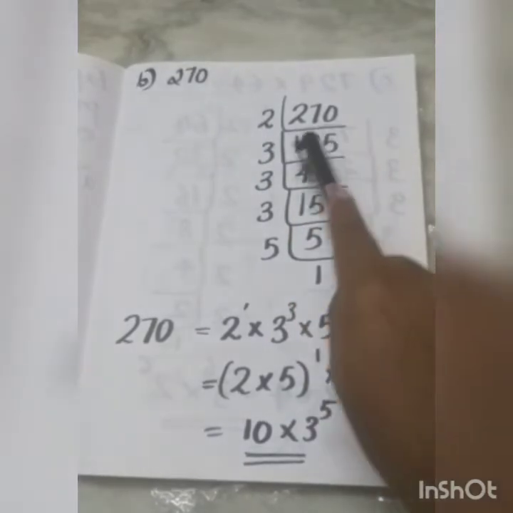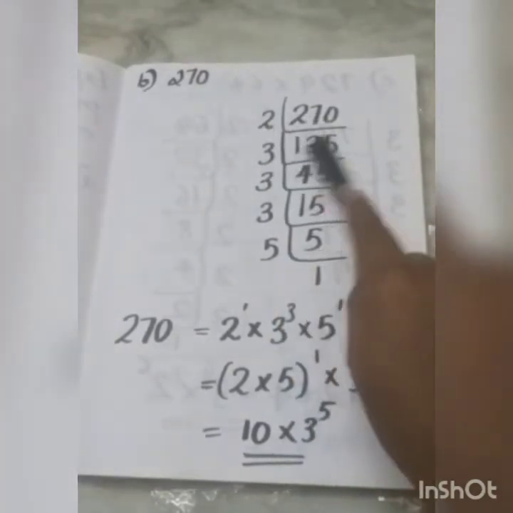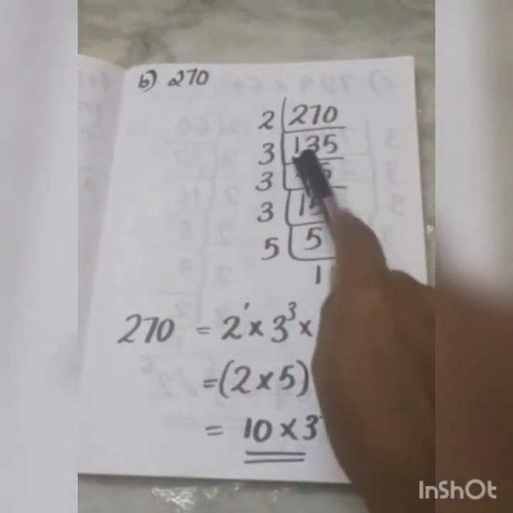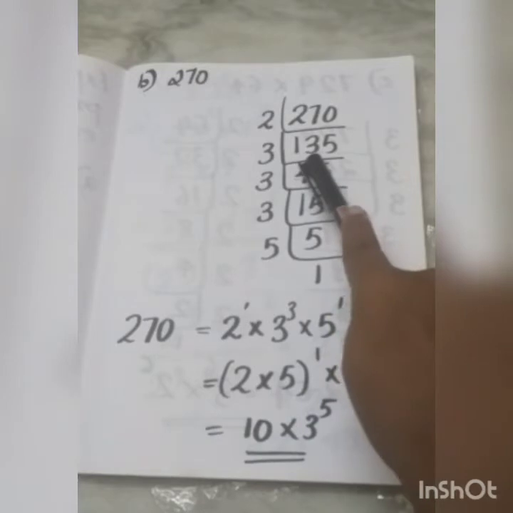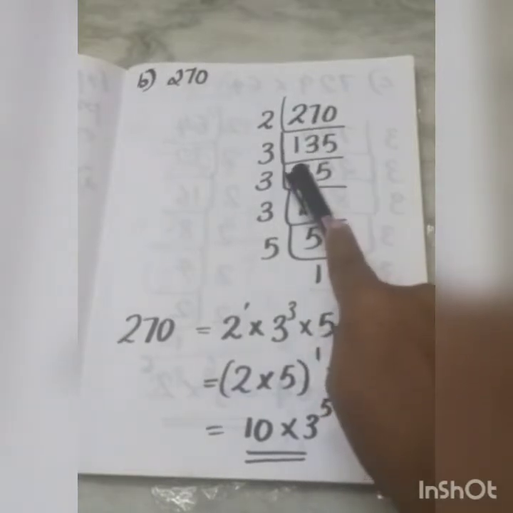2 in 270 when dividing, 135. If you don't know how to divide like this, you can do the common division method in your working column and write the quotient over here. Don't make mistakes. While you're dividing, make sure you're getting remainder 0. Then only you can write the quotient here. If you're getting any remainder, then that number is not divisible.